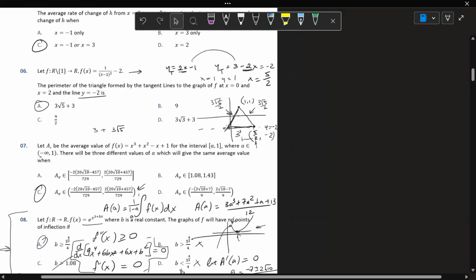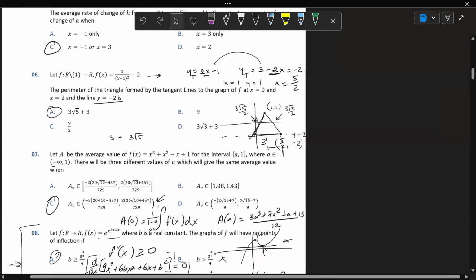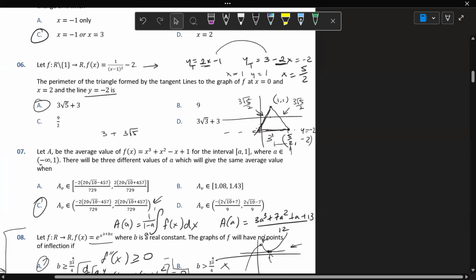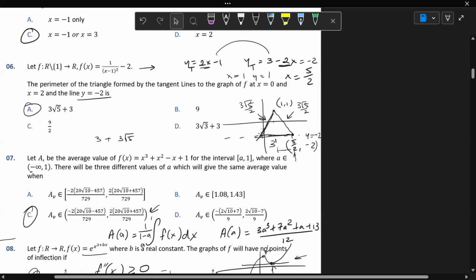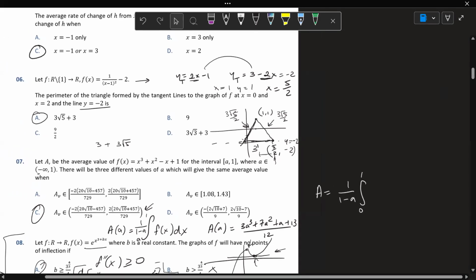So A is the average value of this function over the interval a to 1, where a belongs to negative infinity to 1. And you need to find where there will be three different a values for the same average value. So let's start by working out the average value. The average value is 1 over 1 minus a, integral from a to 1, of f(x) dx.